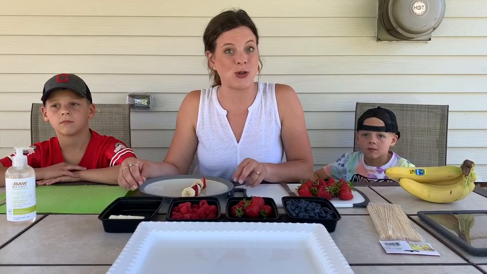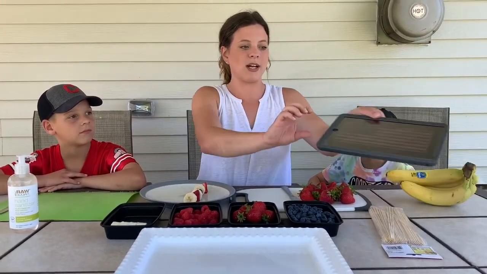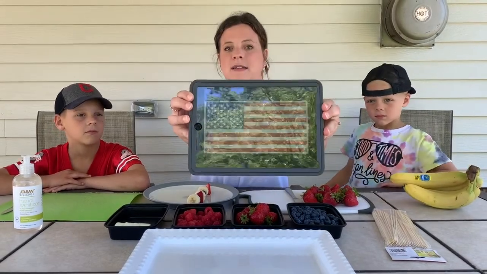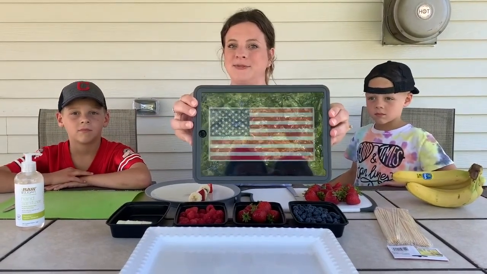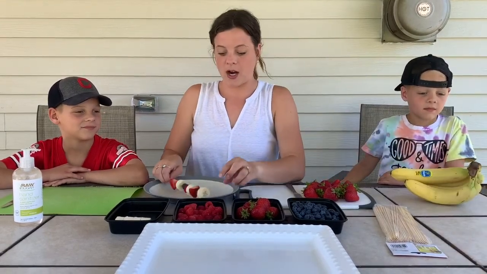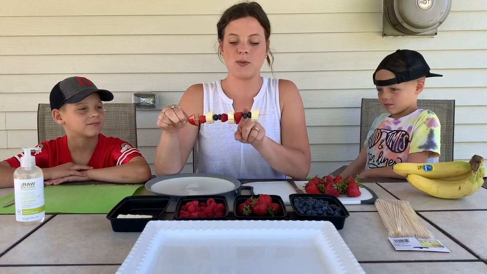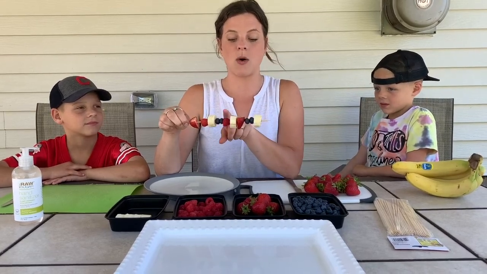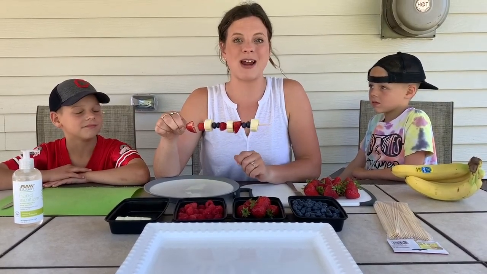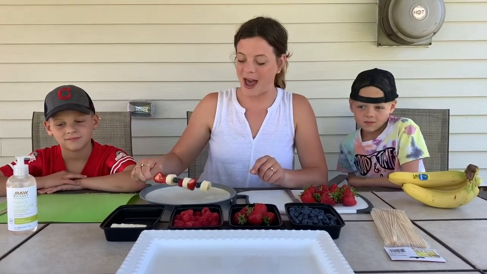Since tomorrow is 4th of July, we're gonna try to make our skewers into matching a pattern. So we're gonna try to make them so they look like a flag, okay? So to alternate, we're gonna use our bananas as our white stripes. We can use the strawberries or the raspberries as our red stripes, and then the blueberries will be for the blue part of the flag.